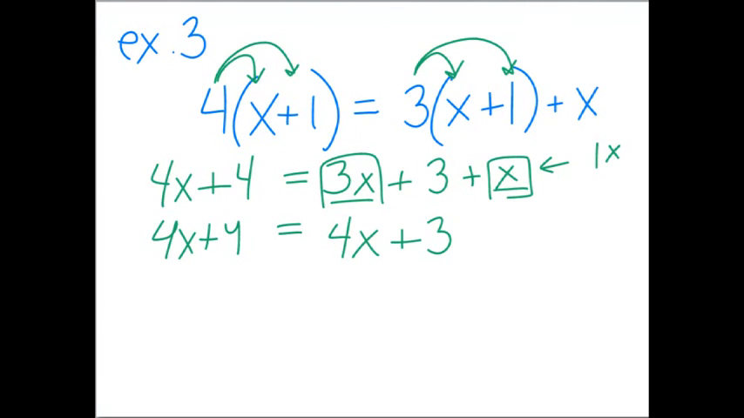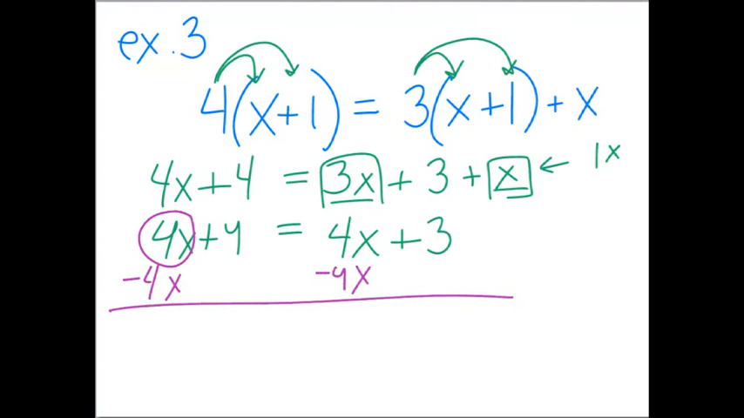So our next step is if we have variables on both sides, we're going to eliminate one. So let's pick this guy to eliminate. If I have a positive 4x, I subtract 4x. Do that to both sides. 4x minus 4x is 0. 4x minus 4x is 0. So I get 4 equals 3.